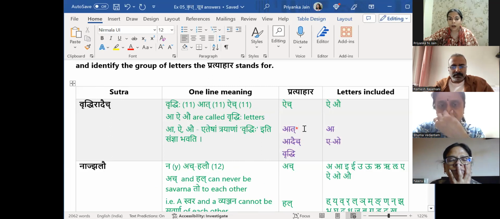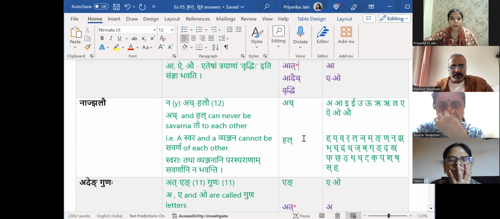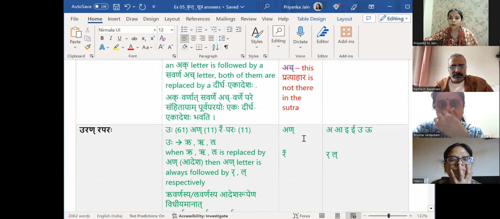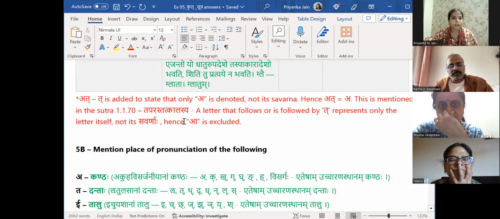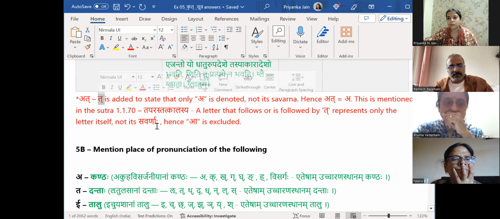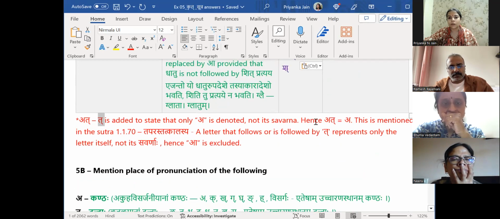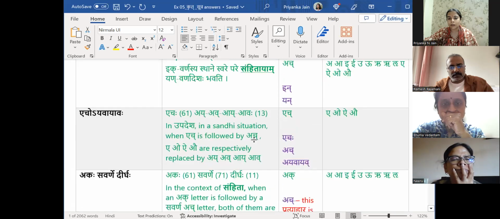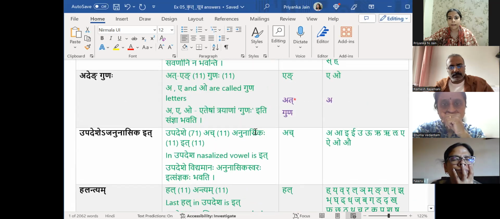So At and At are not pratyahara because these are what we call the paras tatkalasya is happening. So basically when we add the t after a vowel, it's just to restrict its savarna. So At would mean that only a is denoted and not the savarna letters. So at and at are not pratyaharas.